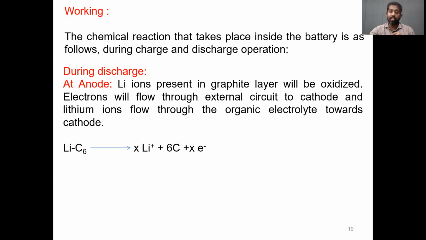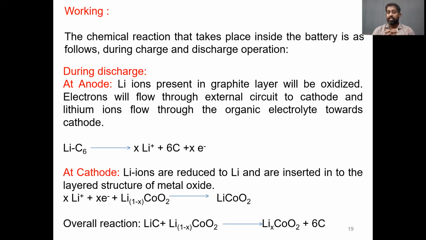So simultaneously, what happens at the cathode? The lithium ions are reduced to lithium. And what happens? It gets inserted into the layered structure of the metal oxide. You can see the reaction which is given here: xLi plus x electron plus Li(1-x)CoO2 gives lithium cobalt oxide. So the vacant sites, lithium gets inserted into this layered structure of the metal oxide.